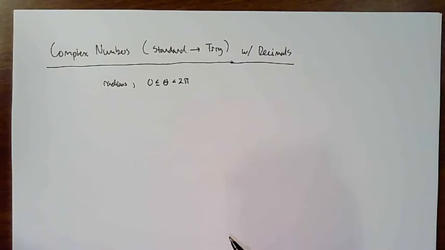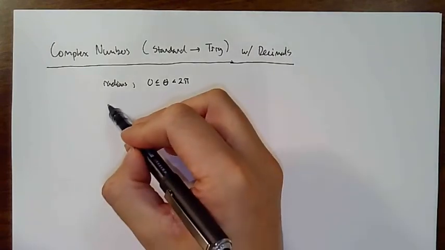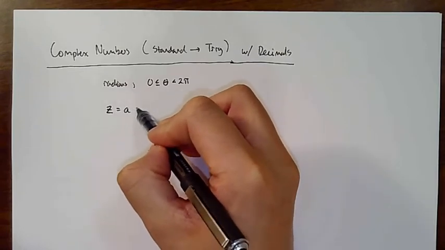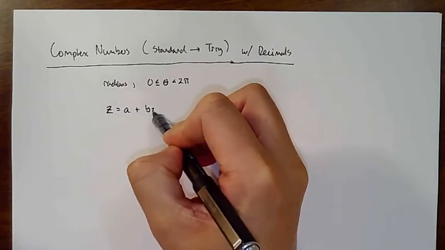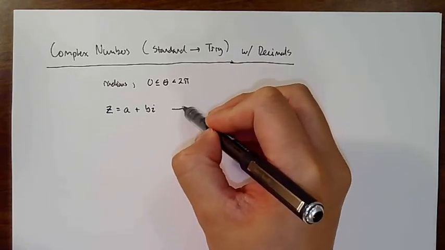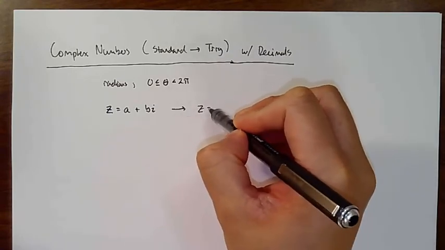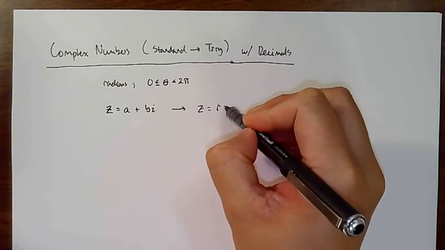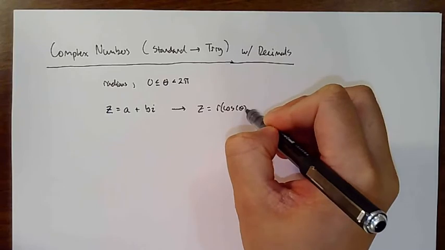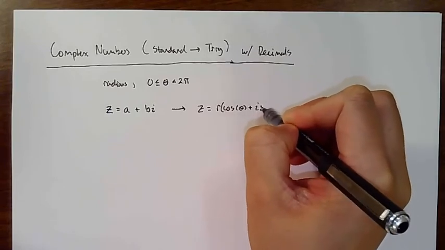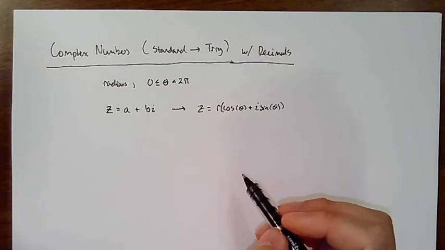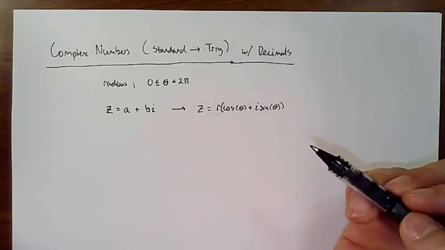All right, so we know what standard form is. So you can take a complex number, a plus bi, and you're going to try to convert it to z equals r times cosine theta plus i sine theta. So we need to find the appropriate r and the appropriate theta.